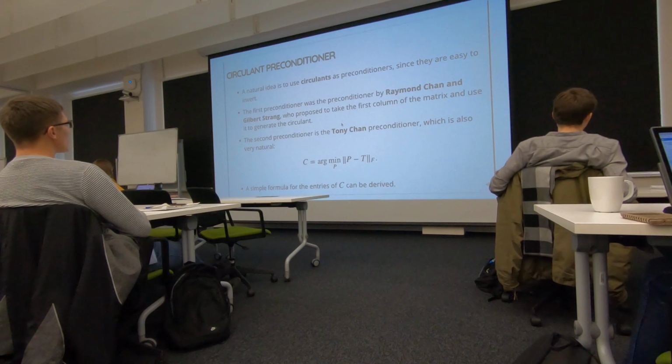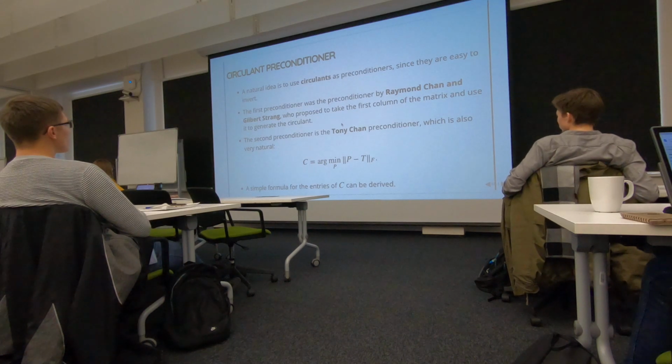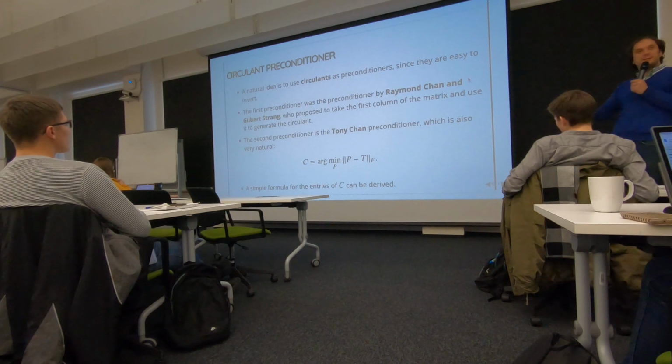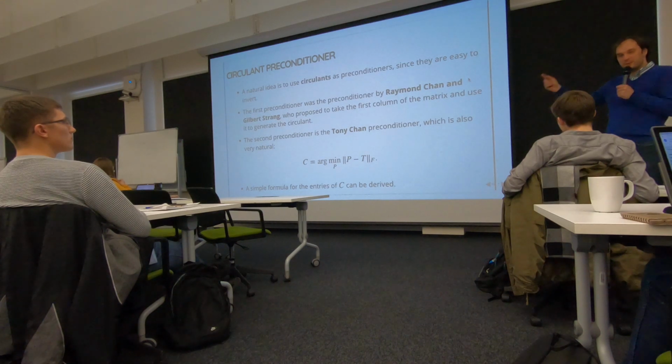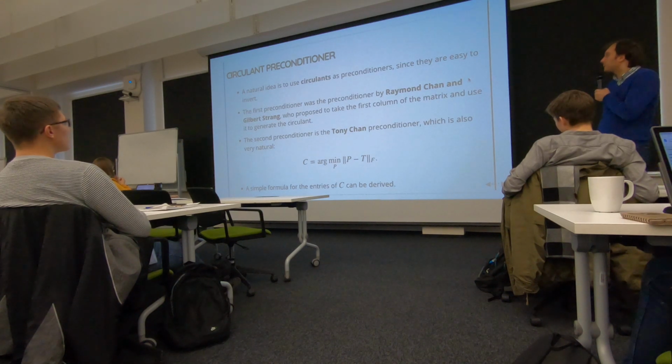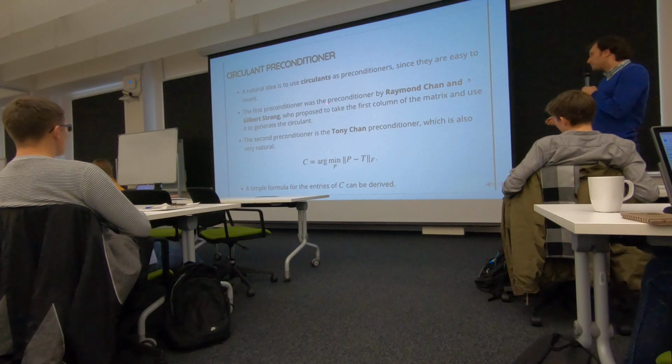Two preconditioners were proposed. The first was proposed by Raymond Chan and Gilbert Strang. The idea is very simple. The circulant is defined by the first column. So just take the first column of the Toeplitz matrix and just wrap it around. That's all. That's the Strang preconditioner. It actually minimizes something.